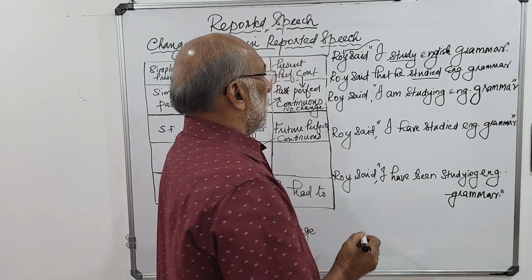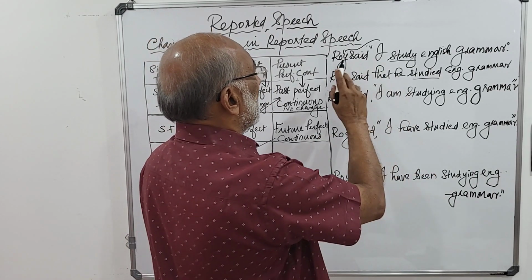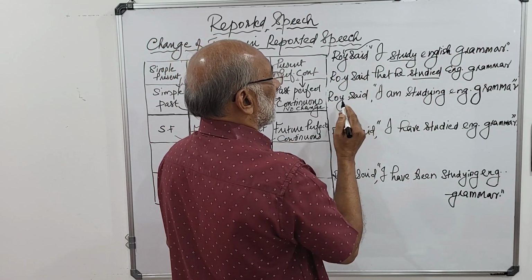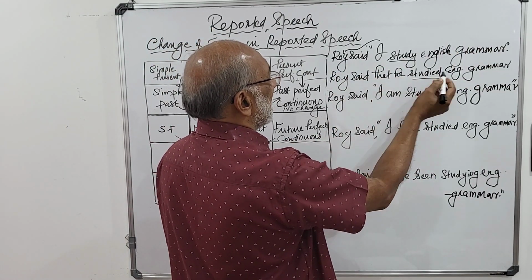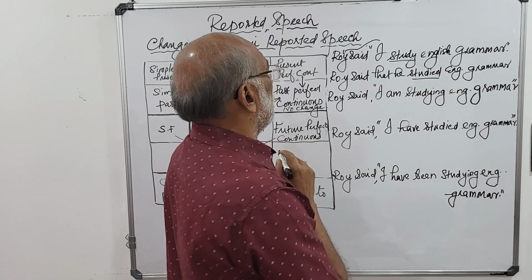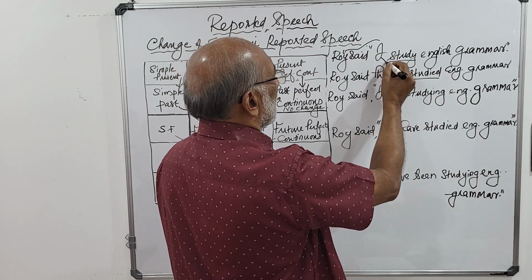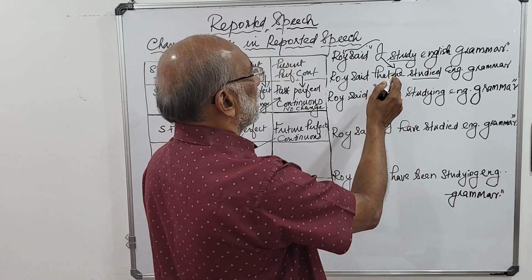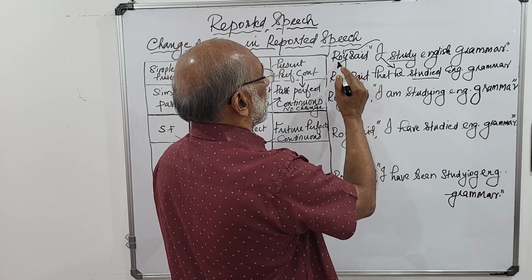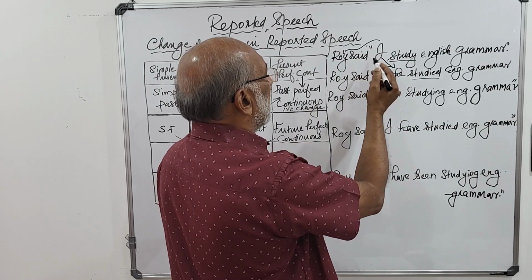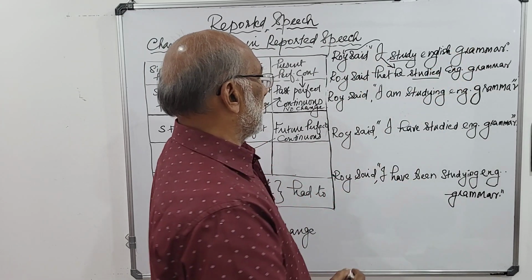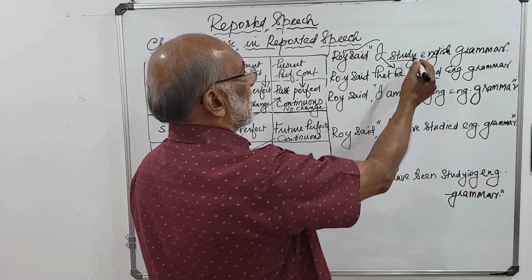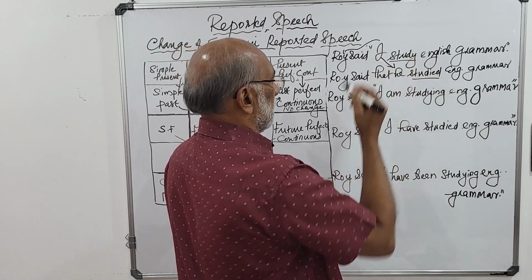Okay. And here actually Roy said, I study English grammar. Roy said that he studied English grammar. So this I becomes he here. Okay. Because it refers back to Roy. Okay. Roy is a male. So he studied English grammar. And the tense change, simple present becomes simple past.